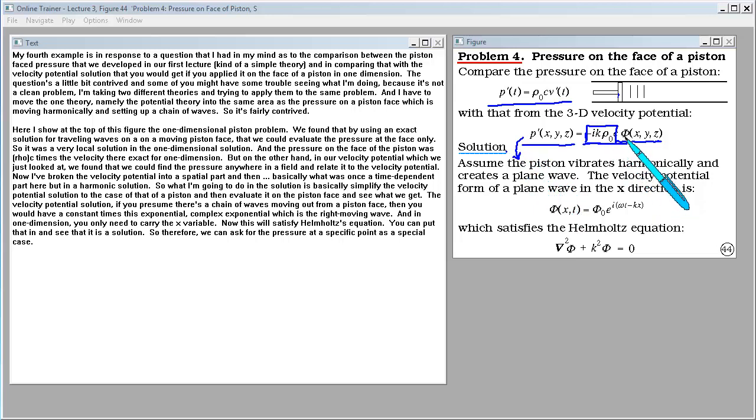Well, the velocity potential solution, if you presume there's a chain of waves moving out from a piston face, would be a constant times this complex exponential, which is the right-moving wave. And in one dimension, we only need to carry the x variable. Now, this will satisfy Helmholtz's equation. You can put that in and see that it is a solution. So therefore, we can ask for the pressure at a specific point as a special case.